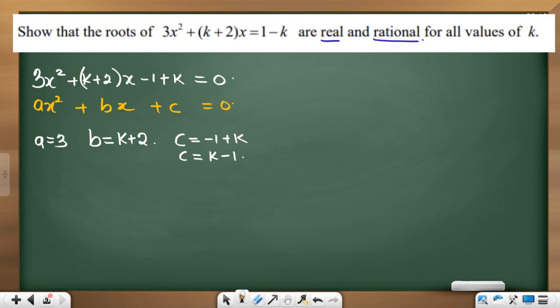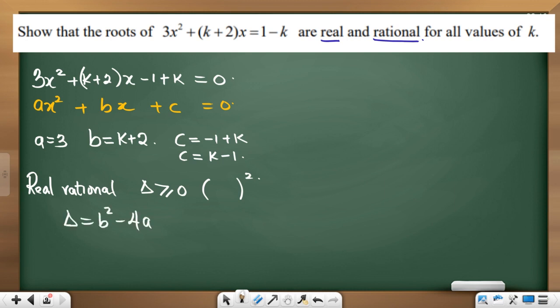Now, for that to be real and rational, what do we know? We know that the discriminant must not only be greater than 0, but it must also be a perfect what? Square. Okay. Now, b squared minus 4ac. Let's go solve that. What's our discriminant? Our b is (k plus 2) all squared minus 4 times 3 times c. What is our c? k minus 1.